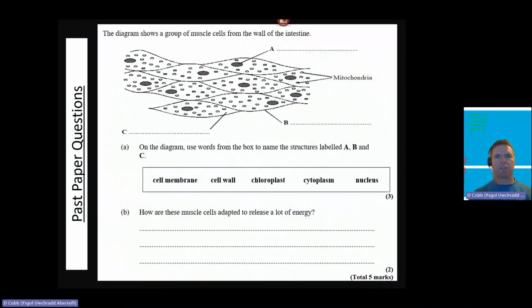Right, okay, have a look at this question on here. Pause the video, give yourself a chance to answer it. Particularly the second part, part B, the focus is more on specialization and differentiation of cells.